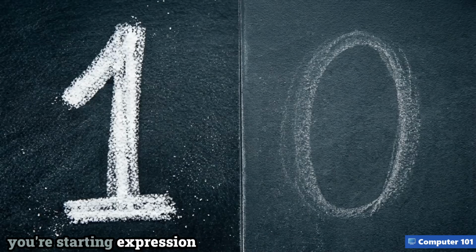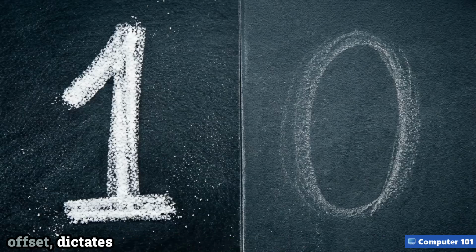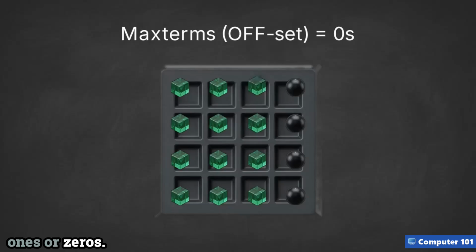Identifying whether your starting expression represents the onset or the offset dictates your entire process. It tells you immediately whether you are filling your grid with 1s or 0s.